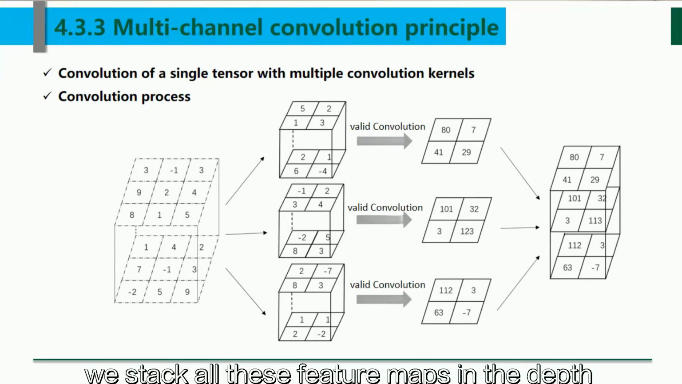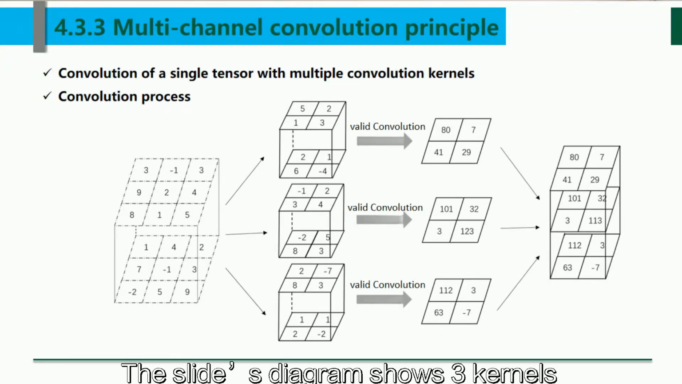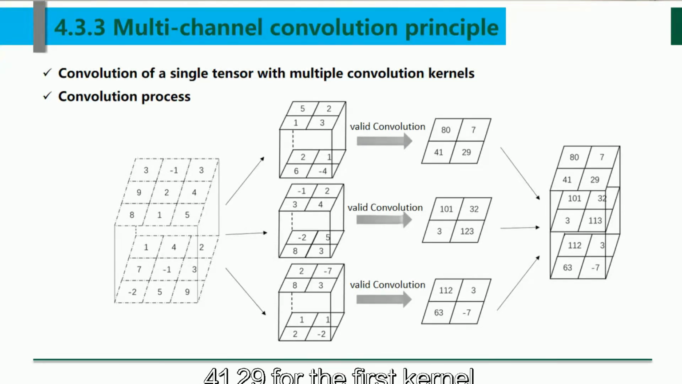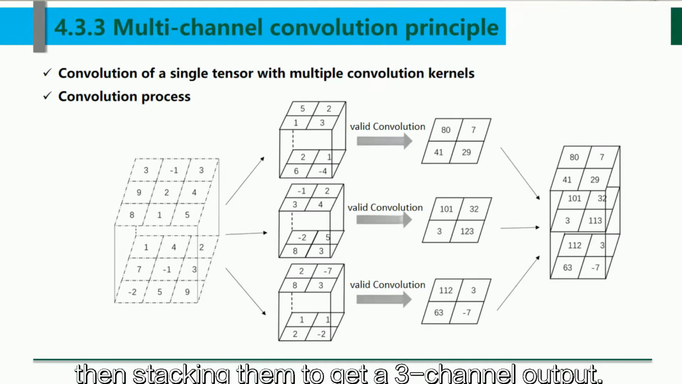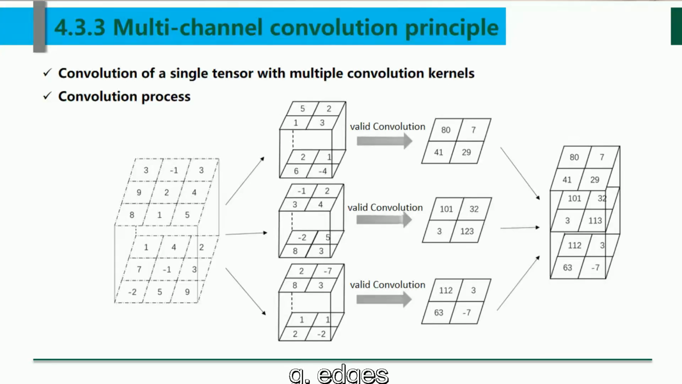Then, we stack all these feature maps in the depth direction. The number of output channels equals the number of kernels. The slide's diagram shows 3 kernels, each producing a feature map like 80, 41, 29 for the first kernel, 101, 32 for the second, then stacking them to get a 3-channel output. This lets us extract multiple types of features, for example, edges, corners from the same input.